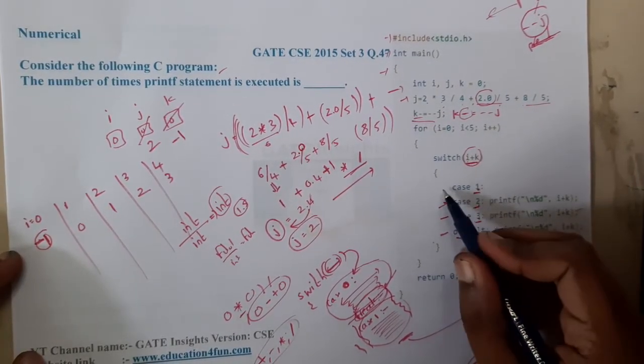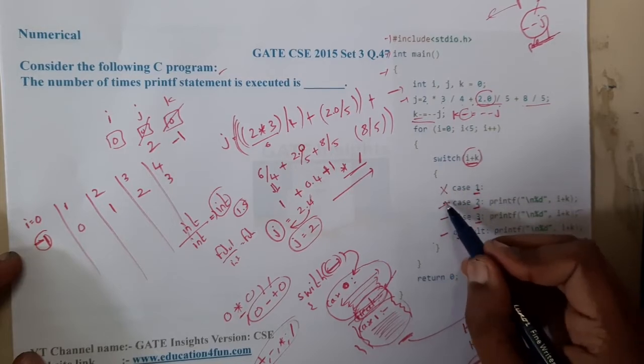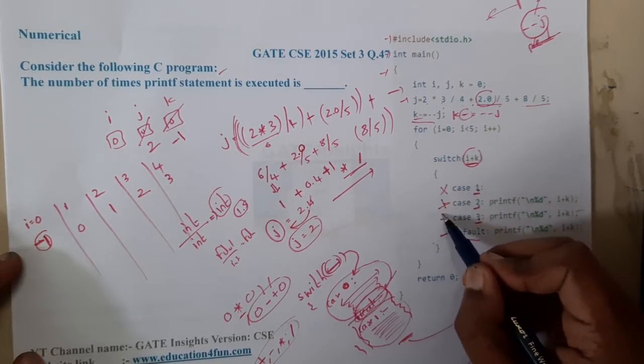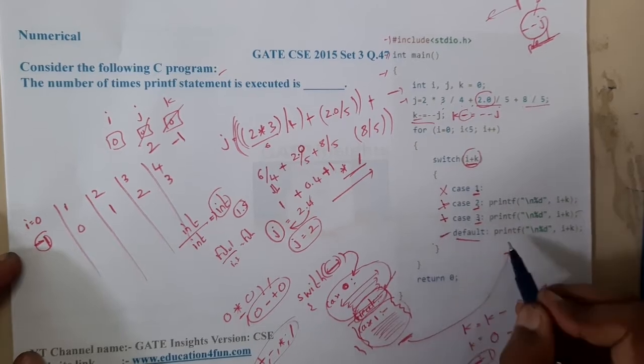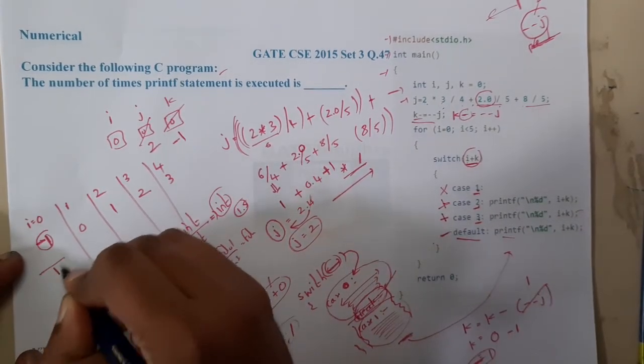So if the switch value is minus 1, which case will execute, guys? Is minus 1 equal to 1? No. Is minus 1 equal to 2? No. Is minus 1 equal to 3? No. Hence only default will be executed. So one print statement will be there by this.